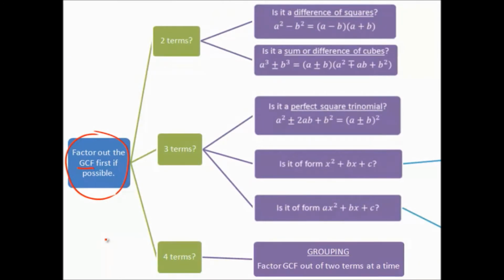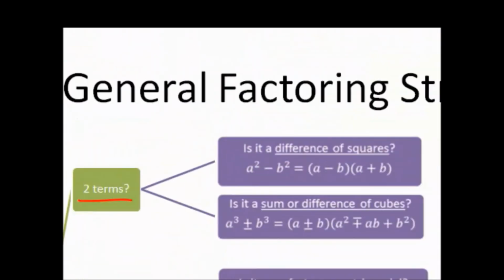Once you have done so, you can look at what you have left in your bracket. Do you have 2 terms, 3 terms, or 4 terms? If you have 2 terms, you basically have 2 options. There's the 2 special factoring formulas, the difference of squares, so maybe you have 2 perfect squares with a minus in between. You can follow that formula. And you have a sum or difference of cubes, which then you may follow this formula.